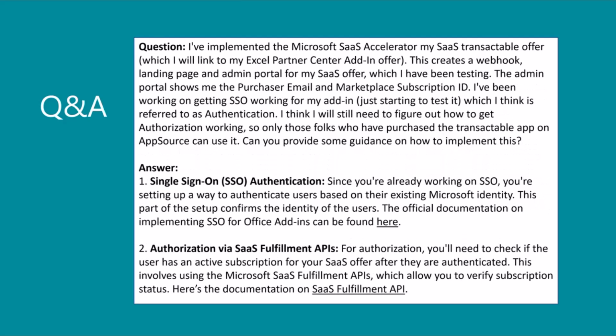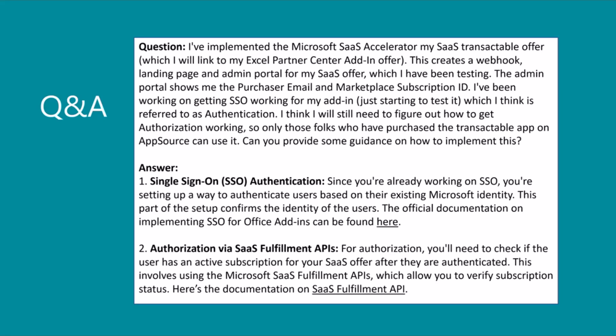And the next question is about the SaaS accelerator and the SaaS transactable offer. I've also been working on getting SSO working for my add-in, which I think is referred to as authentication. I think I will need to figure out how to get authorization working, so only those folks who have purchased the transactable apps on AppSource can use it. Can you provide some guidance on how to implement this?